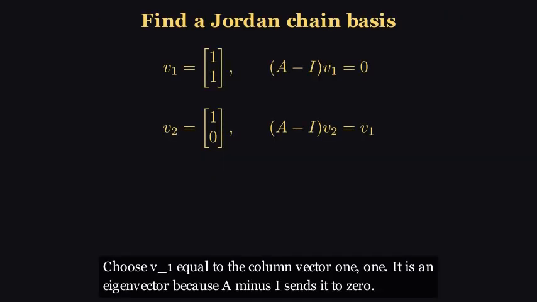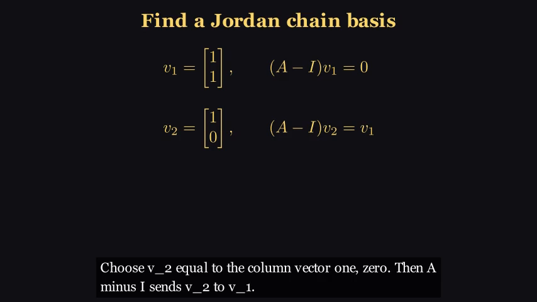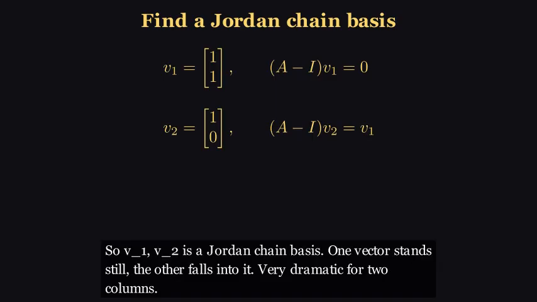Choose v_1 equal to the column vector 1, 1. It is an eigenvector because A minus I sends it to 0. Choose v_2 equal to the column vector 1, 0. Then A minus I sends v_2 to v_1. So v_1, v_2 is a Jordan chain basis. One vector stands still, the other falls into it. Very dramatic for two columns.